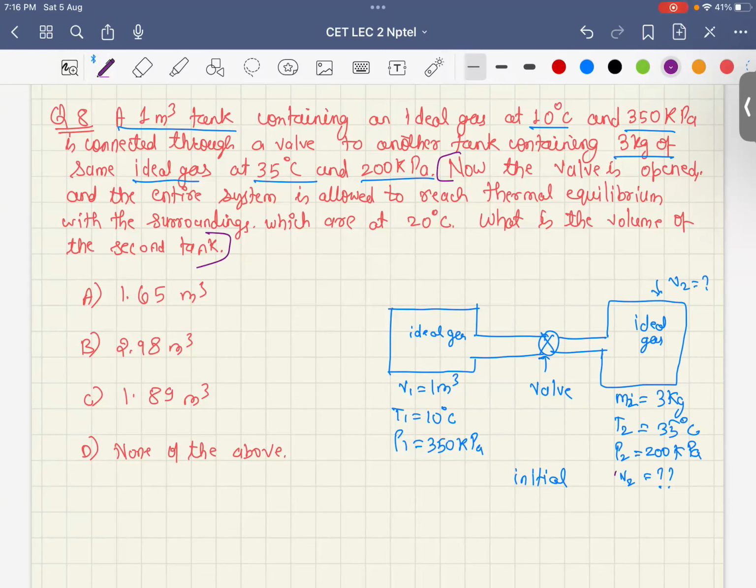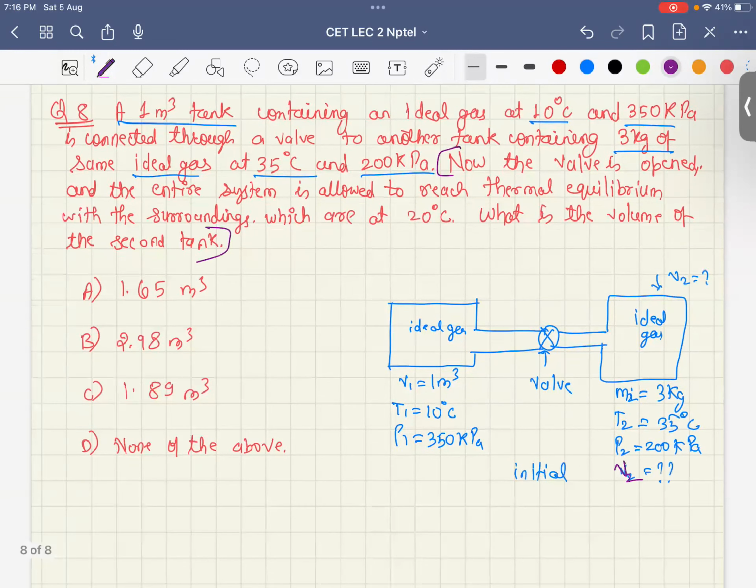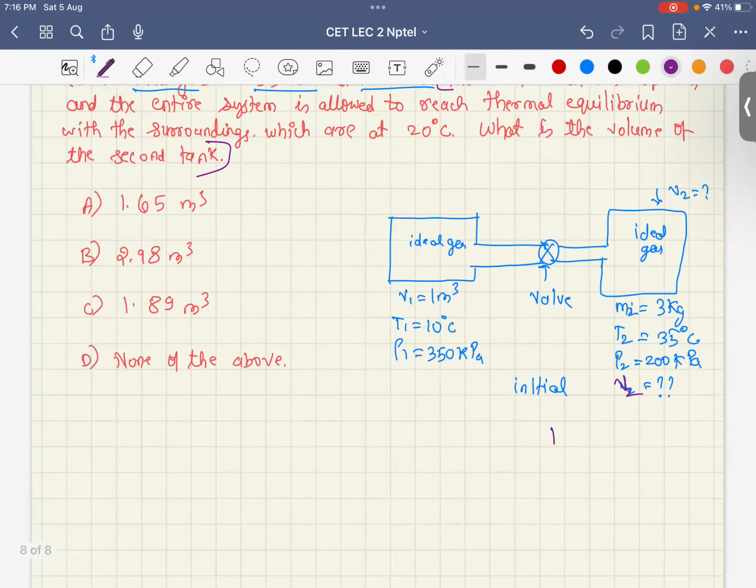So first we have to find what is this V2, which is very clear, right? This is an ideal gas, so what we can do is P1 V1 is equal to N1 R T1. Depending upon the R value, we can change number of moles to mass, right? So we can write P1 V1 is equal to M1, let's say for example, R dash T1, right? And we want V1 or V2.